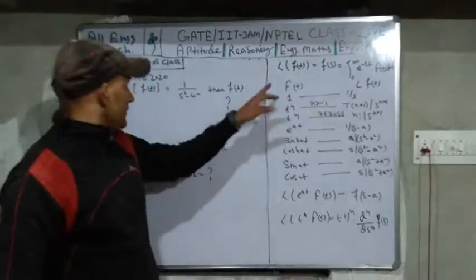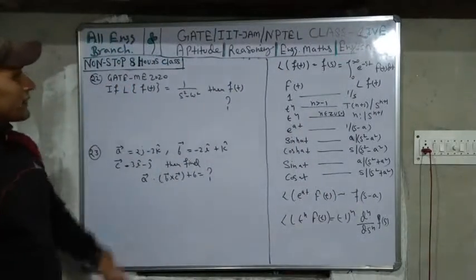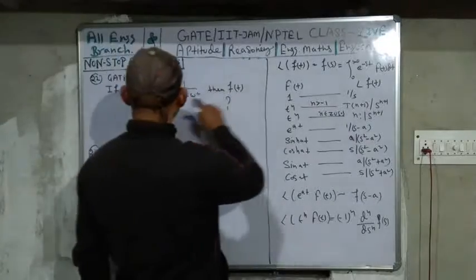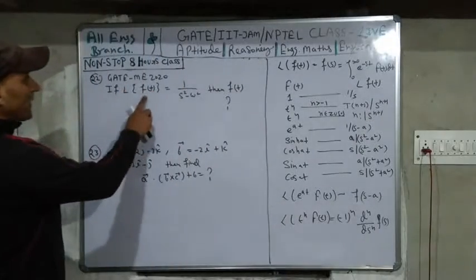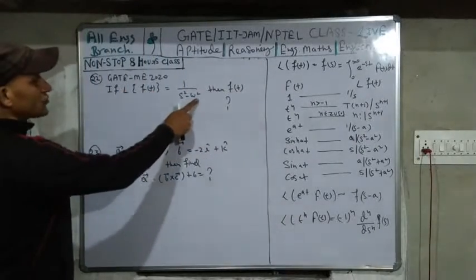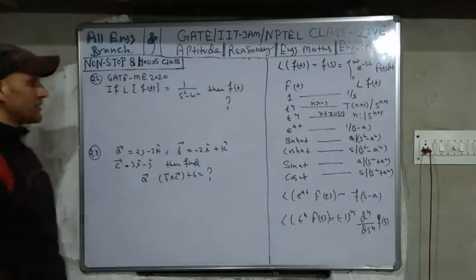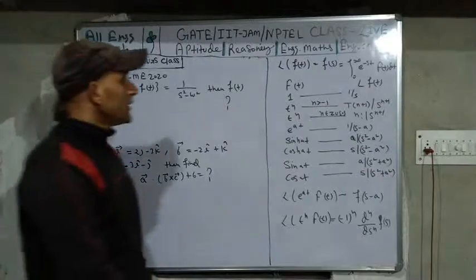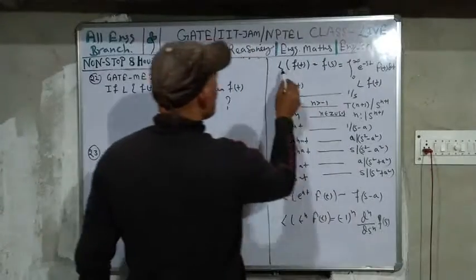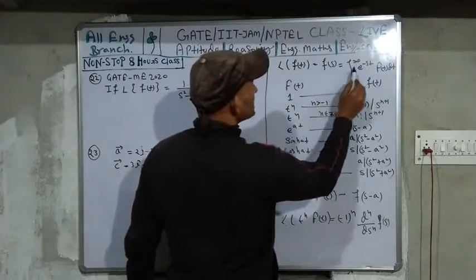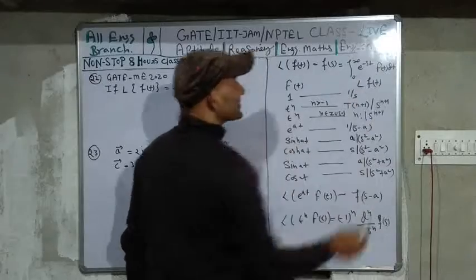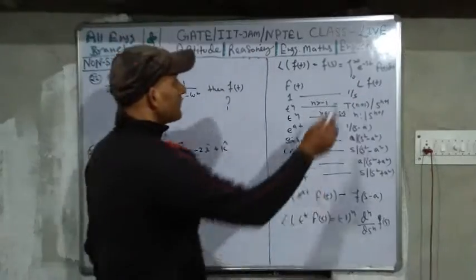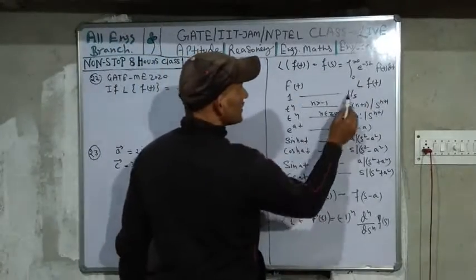Now see here. The question they have asked: if Laplace of f(t) is equal to 1 upon s square minus omega square, then he is asking what is f(t). So you have to use the Laplace transformation. At first you must note Laplace of f(t) is equal to F(s) is equal to integral from 0 to infinity e to the power minus st f(t) dt. If you put f(t) is equal to 1, then you will get 1 upon s.